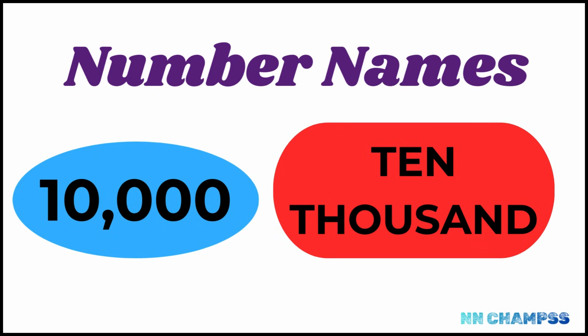If I add 4 zeros, then the number name is 10,000. T E N, 10, T H O U S A N D, 10,000.